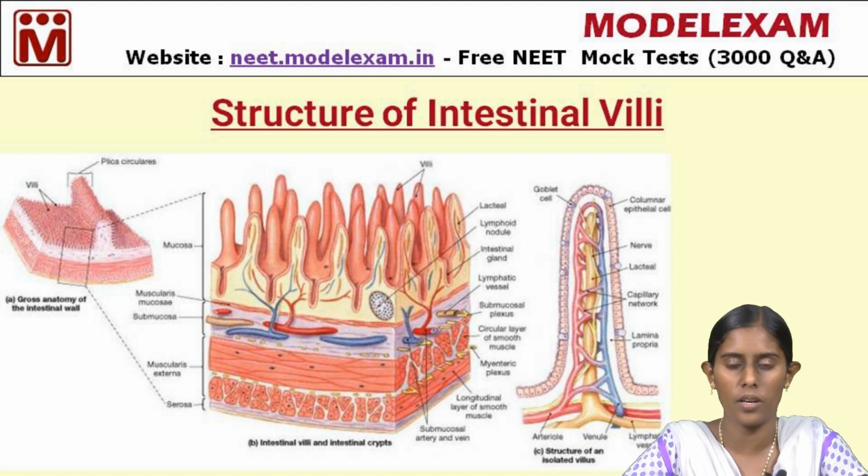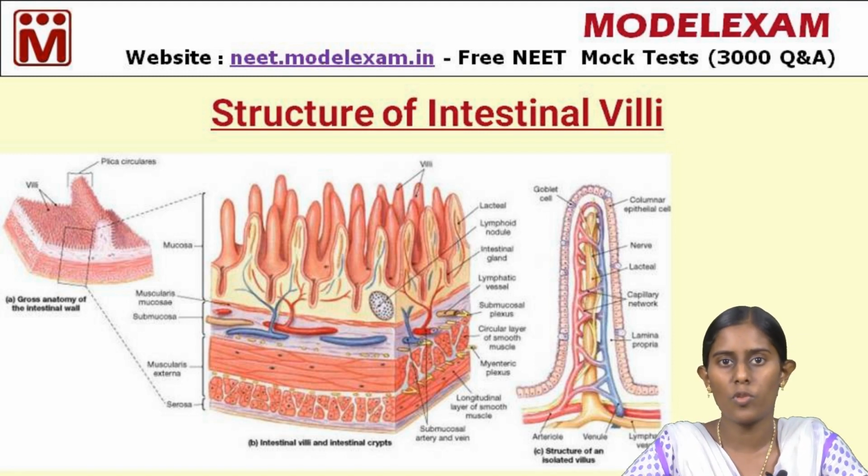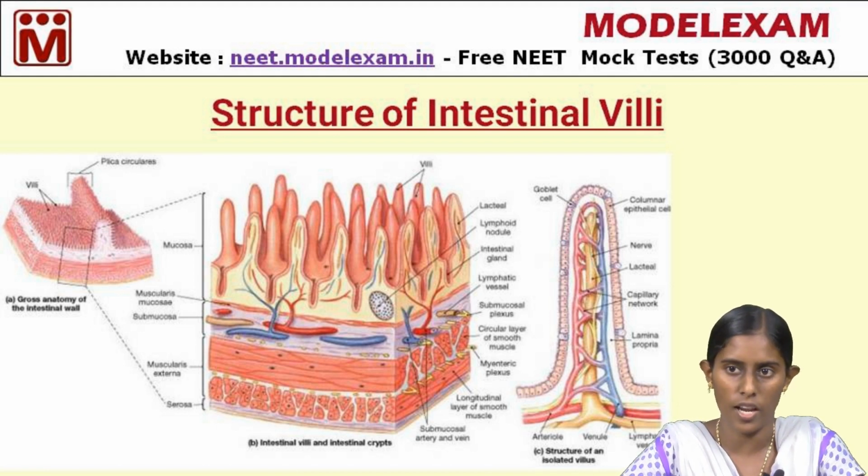For carbohydrates, glucose and galactose are absorbed by the sodium co-transport mechanism. We already know some co-transport proteins are present in our body. By that co-transport mechanism, especially sodium co-transport, glucose and galactose are absorbed. The most absorbed food substance is glucose. Fructose has its own way, that is facilitated diffusion.